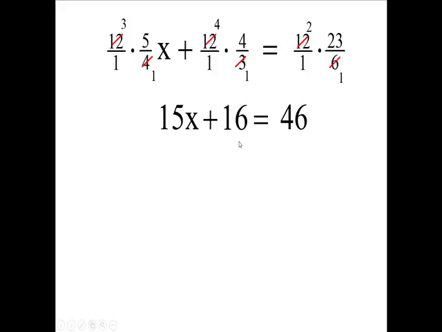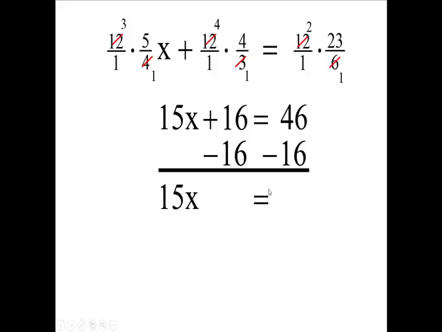Now to solve for x, we need to get rid of the 16, so we'll subtract 16 from both sides of the equation. I'm going to get 15x equals 6 minus 6 is 0, 4 minus 1 is 3. And now I'm going to divide both sides of this equation by the coefficient of the variable 15. The variable is, what is the variable? X, isn't it? What is the coefficient of the variable? That's what you divide by. The coefficient of the variable is 15.